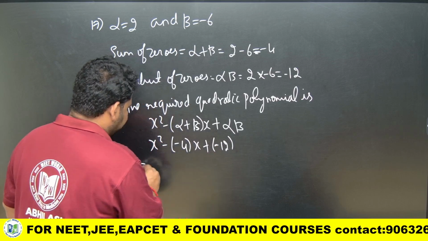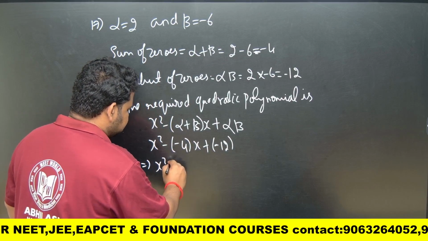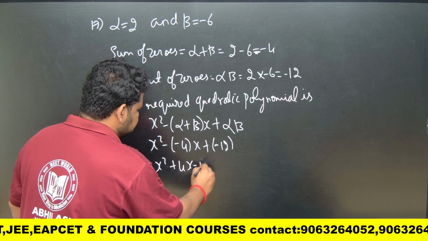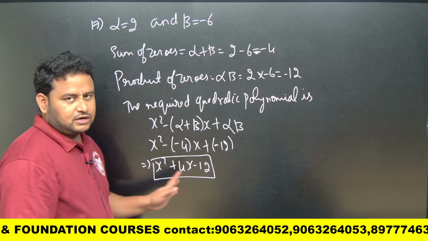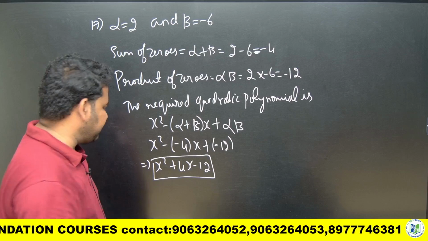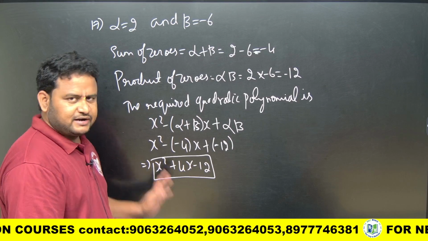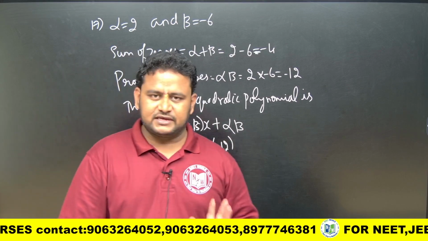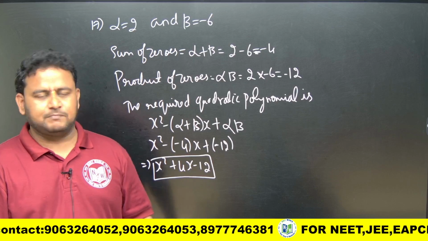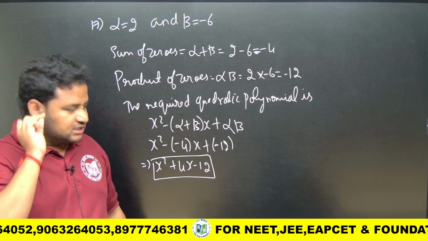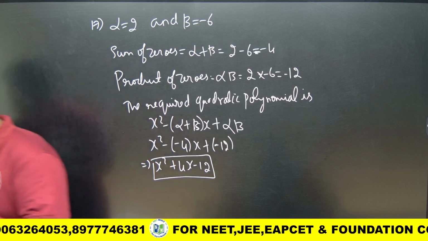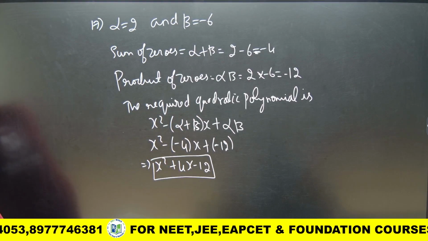Now on simplifying this, I will get x square, minus into minus is plus 4x, minus 12. This is the required quadratic polynomial. If I want to verify, I can verify also, but no need to verify, let us keep it as it is. Clear, friends? Like this you have to solve this question. Let us move to the next question.